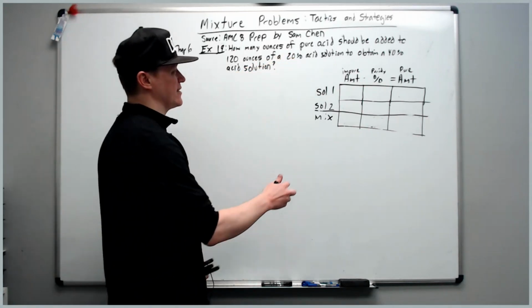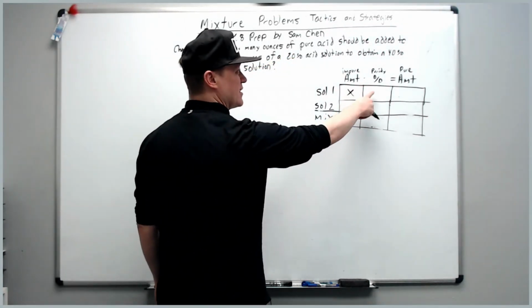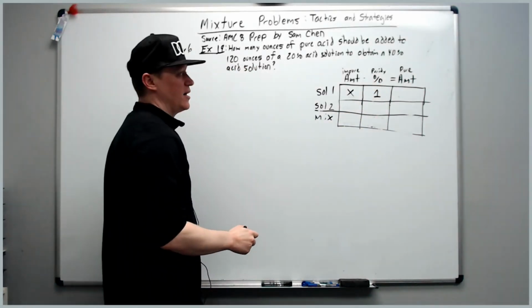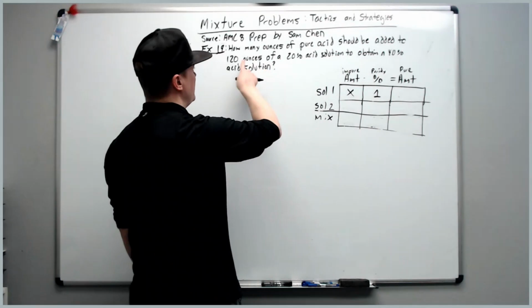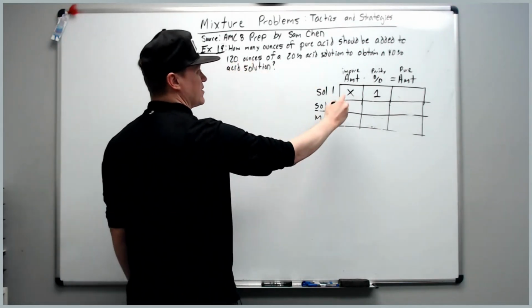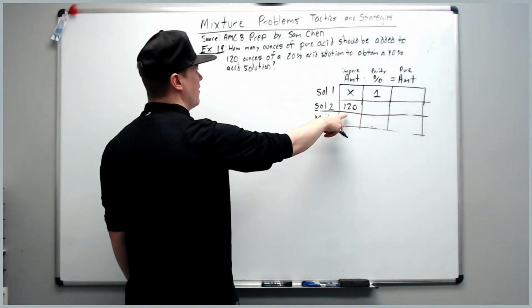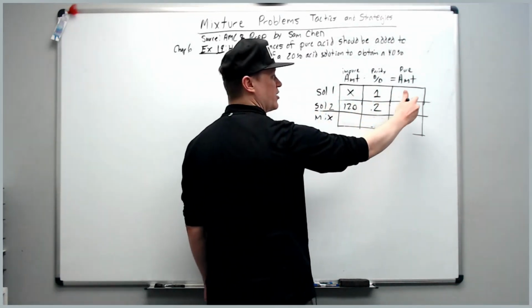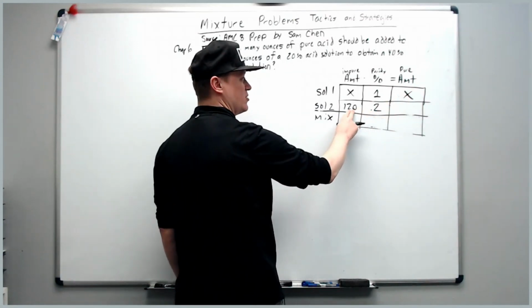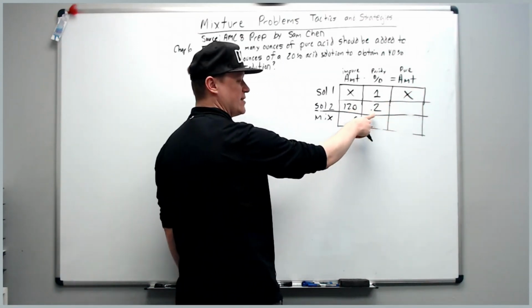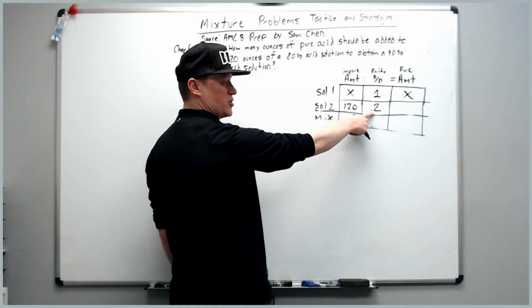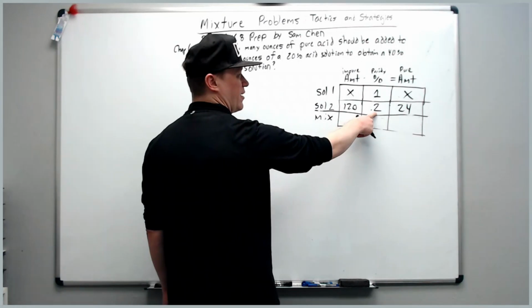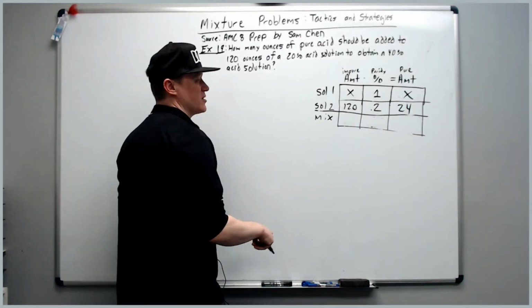Ounces of pure acid, so we don't know, it's x, but this time the purity percent is 100, which you just write as 1. 100% is 1. Should be added to 120 ounces. So we have 120 ounces as the other one of a 20% solution. We write 0.2, distribute across x. 0.2 times 120 is, again, 10% of 120 is 12, and 20% is 2 10%, so it's 24. You could also have thought of it as 1/5 of 120 is 24.